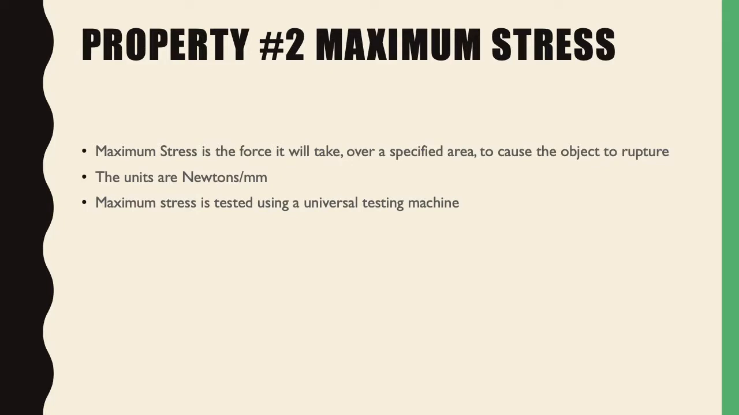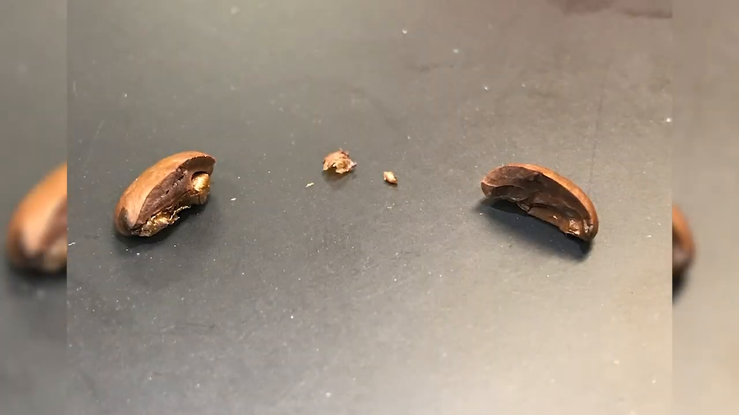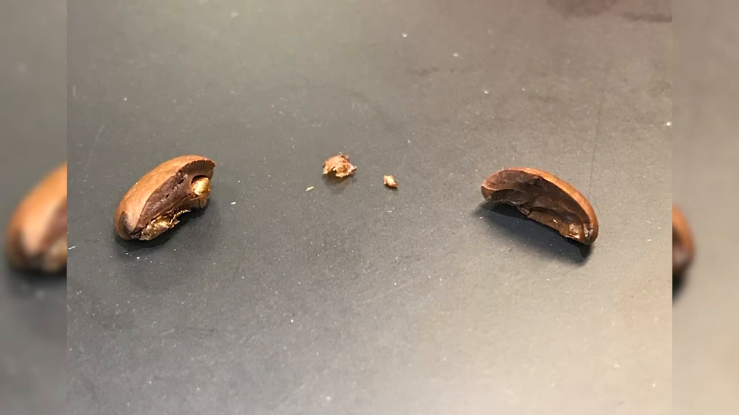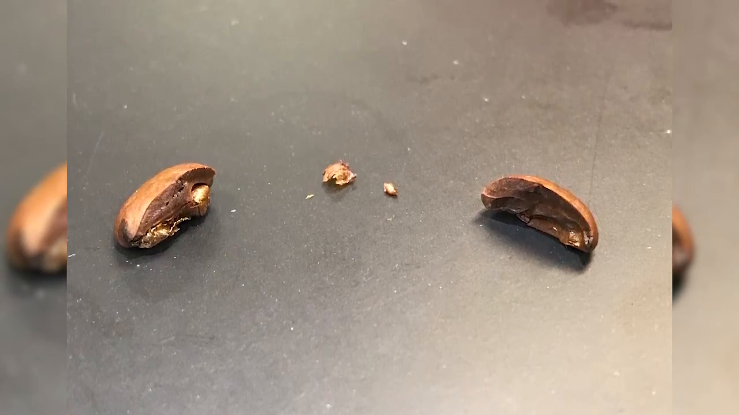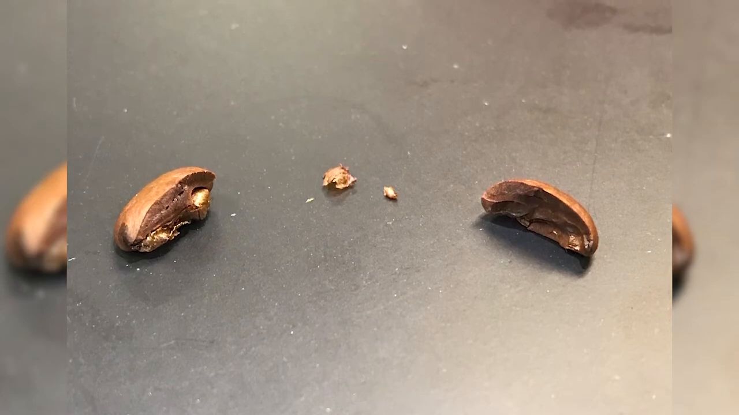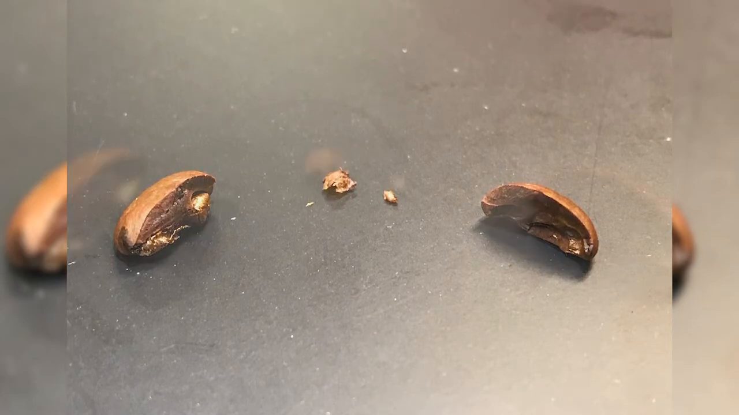The second property we tested was maximum stress. Maximum stress is the force it'll take over a specified area to cause the object to rupture. The units of this property are newtons over millimeters. The maximum stress is tested using a universal testing machine, where a force plate is applied down on the object. We chose a coffee bean that looked average and similar to all the other coffee beans. Next, we measured the major diameter, the minor diameter, and the intermediate diameter. And then we applied a rupture test to the coffee.